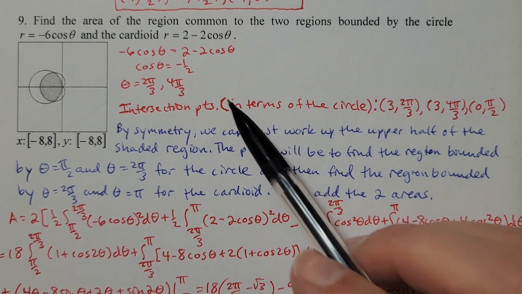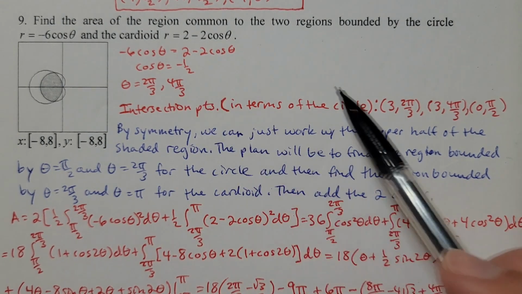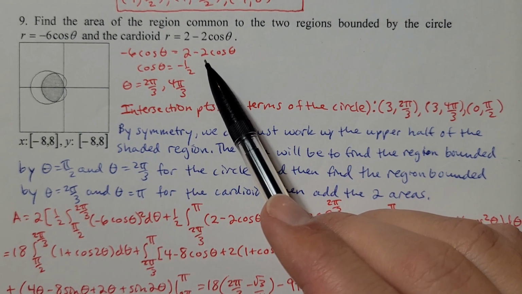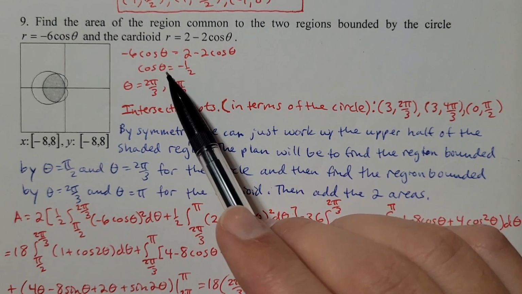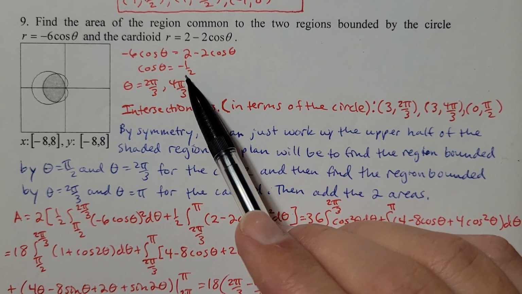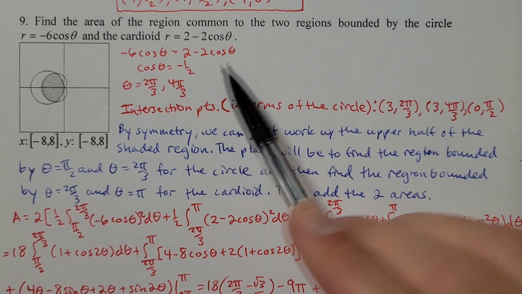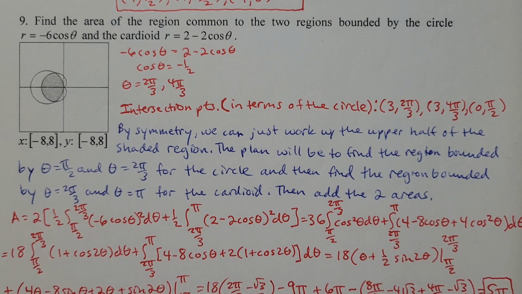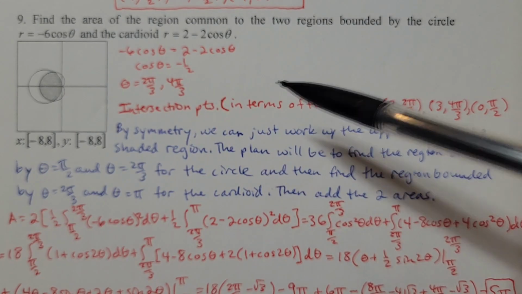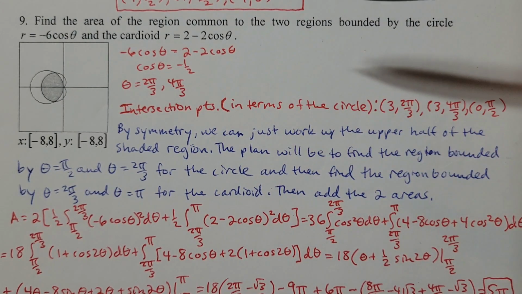Okay, so if I set those equations equal to each other and then solve for theta, let me add 2 cosine theta to both sides and then divide by -4. -2 over 4 is -1/2. So when does cosine theta equal -1/2? Let's see. When the adjacent side is -1 and the hypotenuse is +2, that'd be 2 pi over 3. And then if you flip the triangle down into quadrant 3, 4 pi over 3.